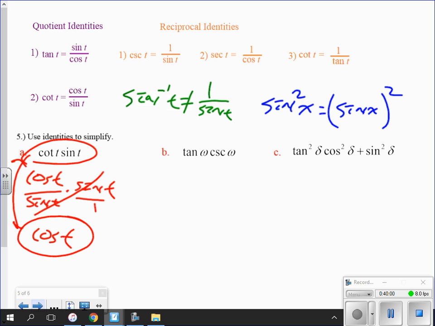Same thing on the next one. Your first step, rewrite tangent in terms of sine and cosine. Rewrite cosecant in terms of sine. That's your first step. Rewrite anything that is not in terms of sine and cosine in terms of sine and cosine.